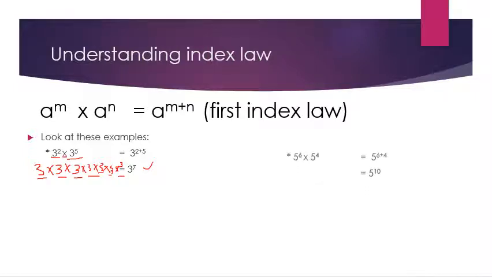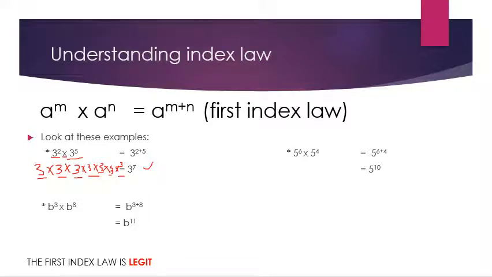Next goes the same way. 5 to the power of 6 multiplied by 5 to the power of 4, we'll get 5 to the power of 6 plus 4, which is 5 to the power of 10. And if it's an algebra word problem, we'll get b to the power of 3 multiplied by b to the power of 8, which will become b to the power of 3 plus 8, which is b to the power of 11. And this first index law has been proven, and this will work for any kind of problem you will have. So it makes things simpler and faster.